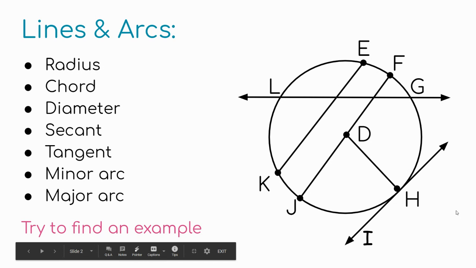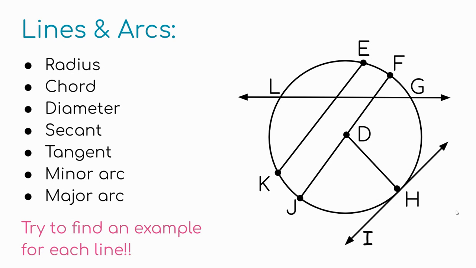Then we talked about arcs. So minor arcs are small. They're labeled with 2 letters. Major arcs are big. They're labeled with 3 letters. So that was just the stuff about lines and angles.